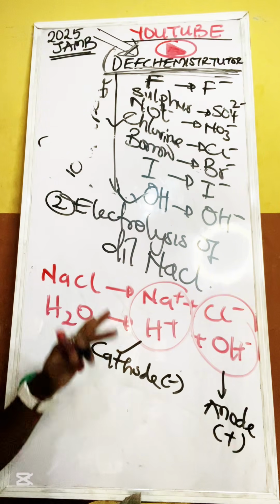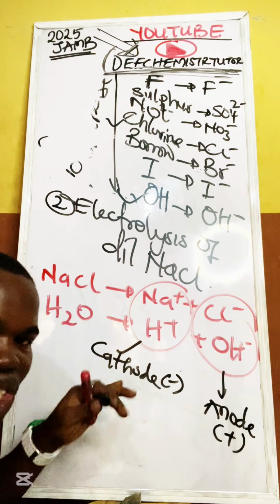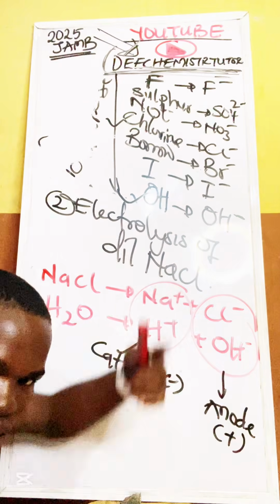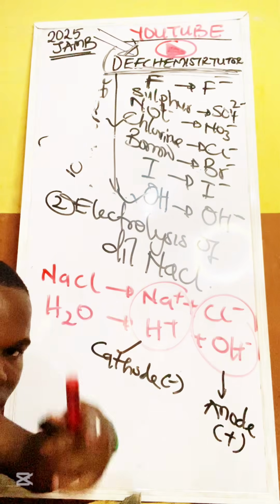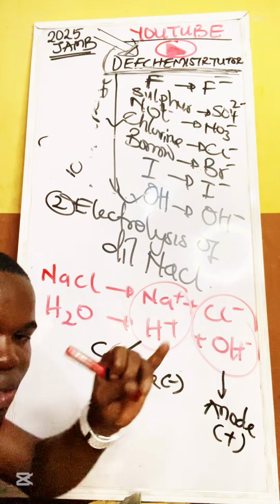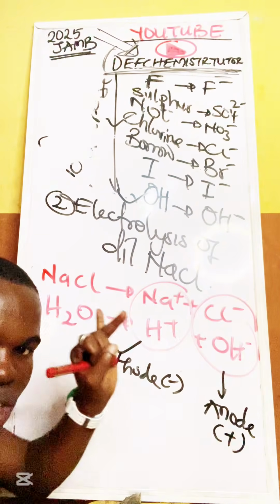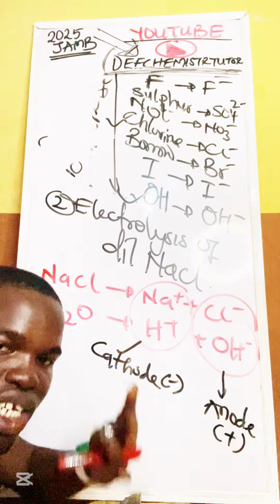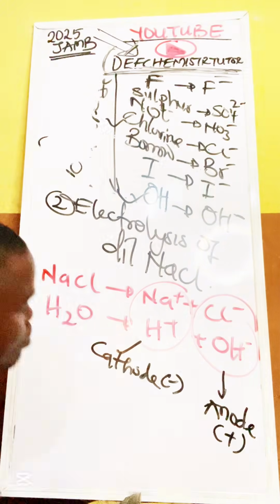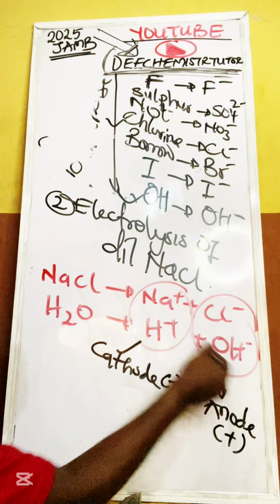So in this case, what is actually determining this is what we call position of ions in the electrochemical series. It's one of the factors necessary for the discharge of ions. There are 3. Number 1, position of ions in the electrochemical series. Number 2, the concentration of ions. Number 3, nature of electrodes. Okay. Now, definitely, OH will be discharged.